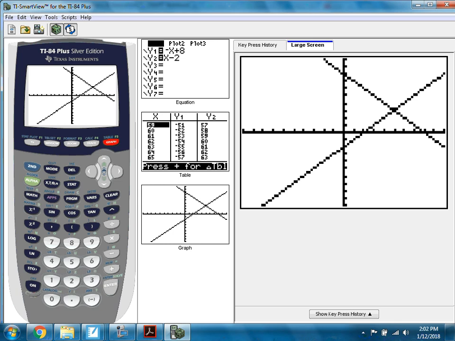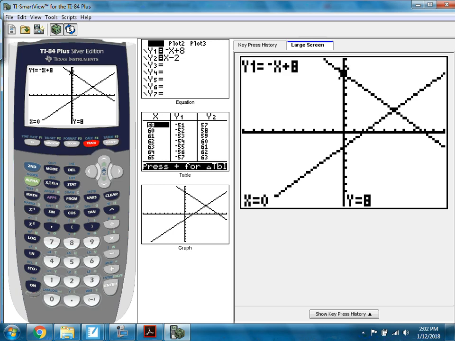I plug in 5 for x, do I get 3 for y? For both equations. I do, so good job spotting it. But again, sometimes it's not going to be whole numbers. So one way to do it is you can press the trace button. The trace button is the second one from the right.